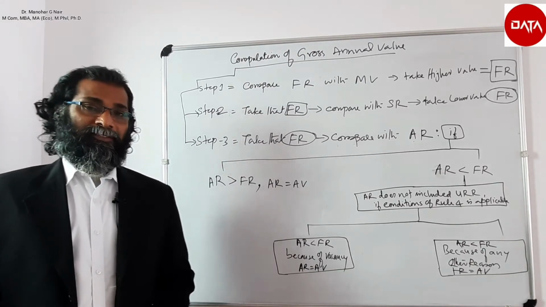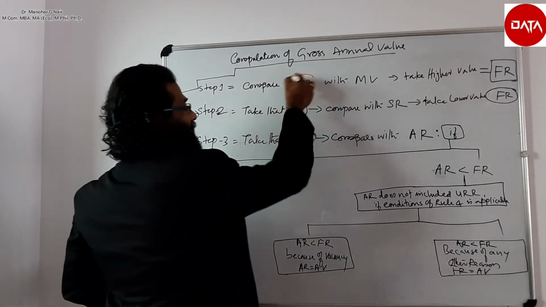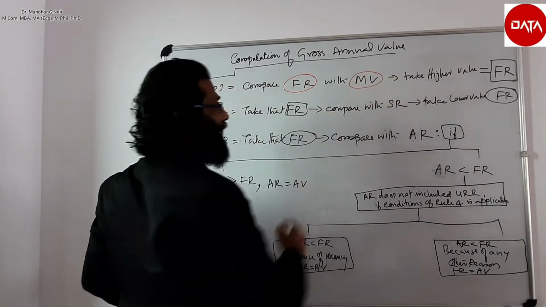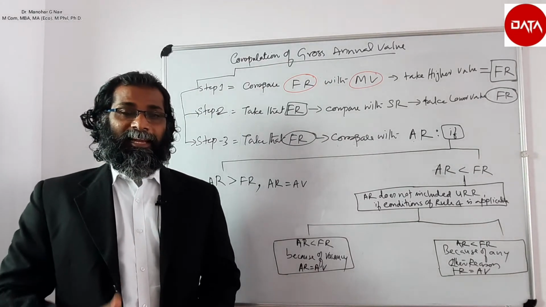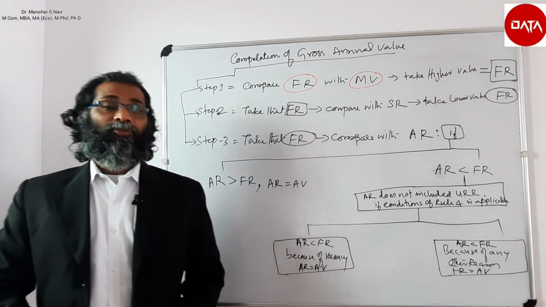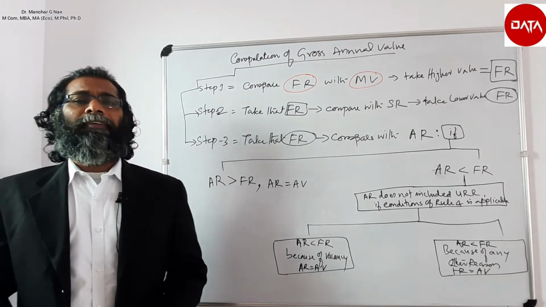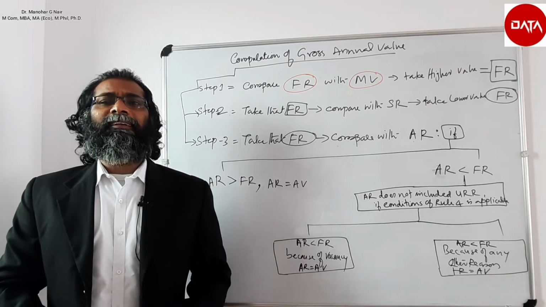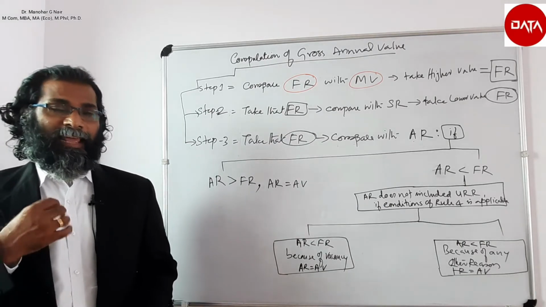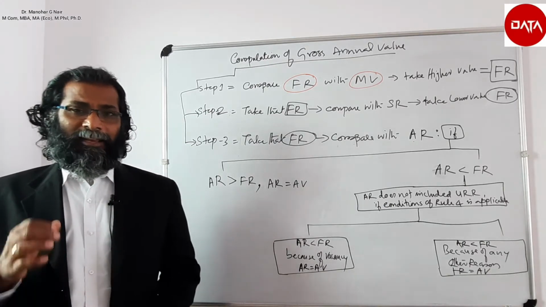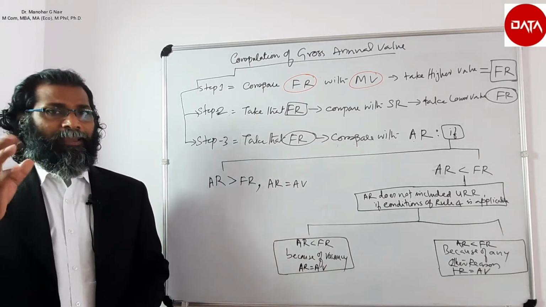The first step is compare fair rent with municipal valuation. Take the higher value. So what is fair rent? Fair rent is the rent which would fetch for the similar type of building in the same locality. The rent which would fetch for similar type of building in the same locality is said to be fair rent.